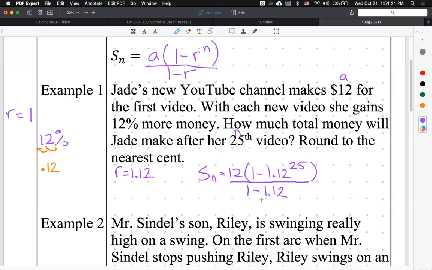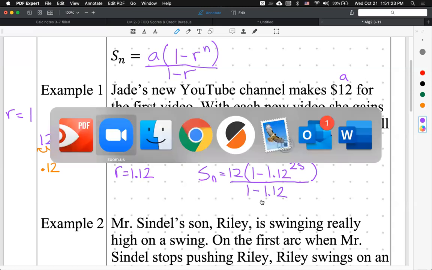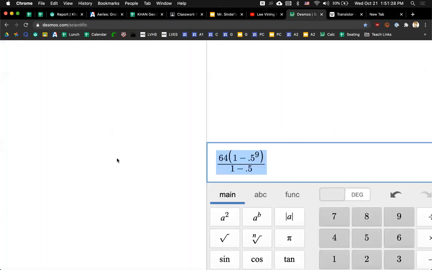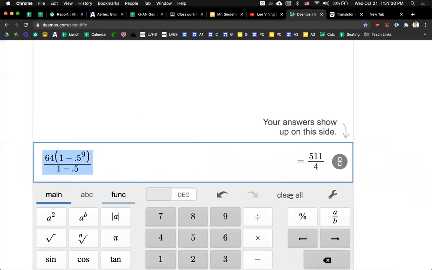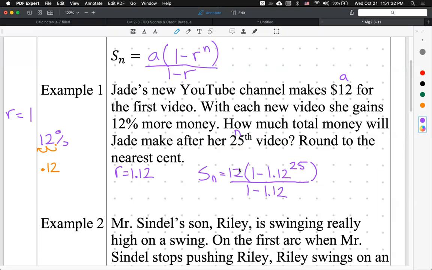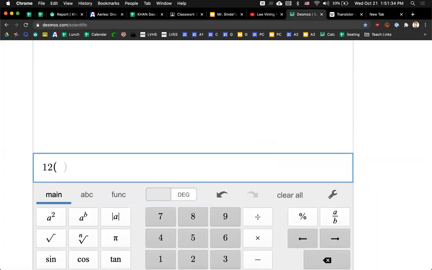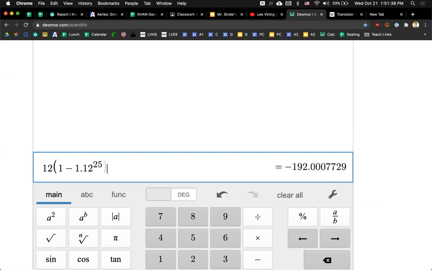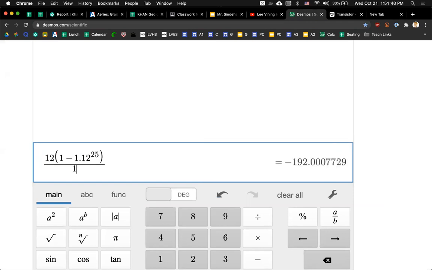There is, and then it's a calculator problem. So, handy dandy calculator. It's going to be 12 times 1 minus 1.12 to the power of 25, all of this divided by 1 minus 1.12, and whoa, look how much money you've made, Jade.